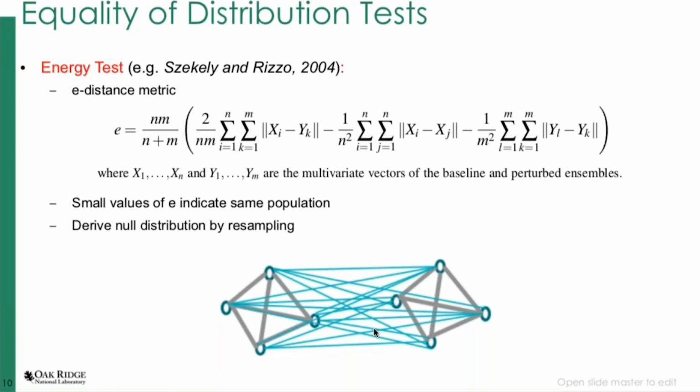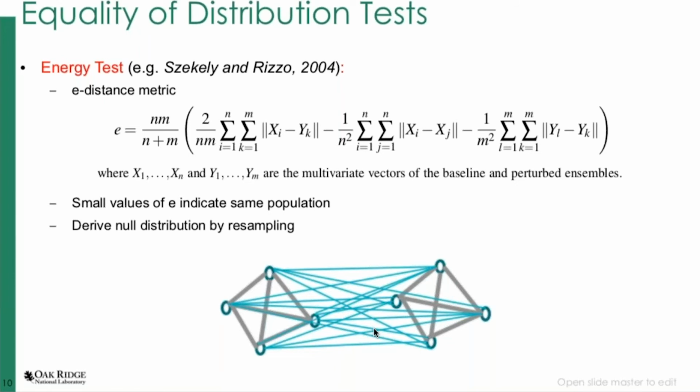So let me talk about the tests that we have been using. One of them is the energy test, and let me describe it very quickly. The energy test depends on this metric. In this case, we are using 150 prognostic variables from the EAM output, and so we have this 150-dimensional space.